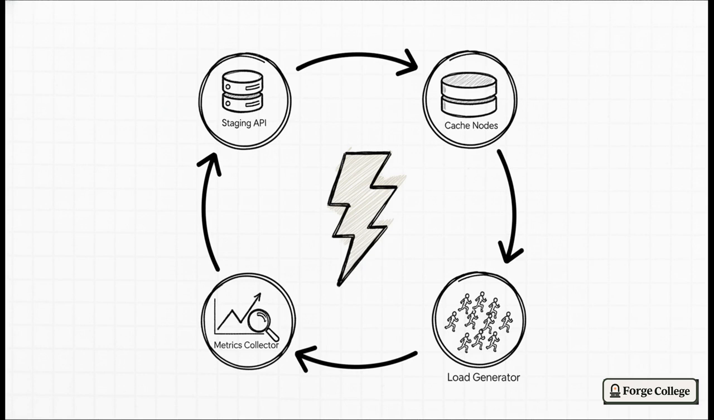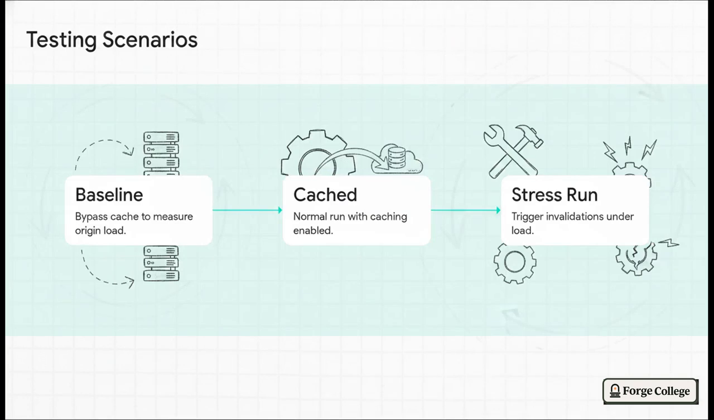First up is our staging API. And listen, this part is crucial. It has to be an exact, unforgiving replica of production. No cutting corners here. Next, we need our cache nodes, something like Redis or Memcached. Then, we bring in the heavy artillery, an HTTP load generator. We absolutely love using K6 for this, because it can seamlessly simulate thousands of virtual users hammering your endpoints all at once. We'll also hook up a metrics collector, like Prometheus, to capture all the carnage. And finally, a script that triggers invalidations on demand, so we can basically pull the rug out whenever we feel like it.